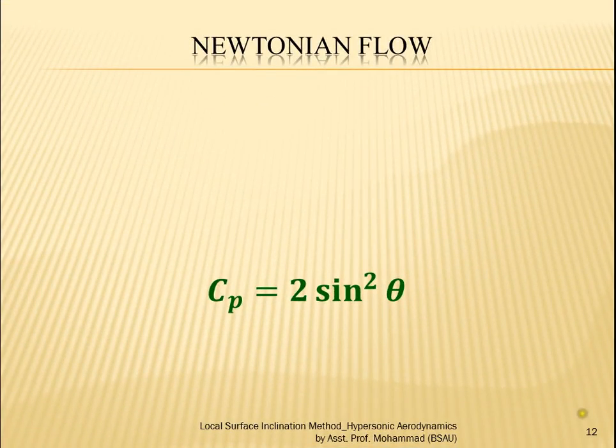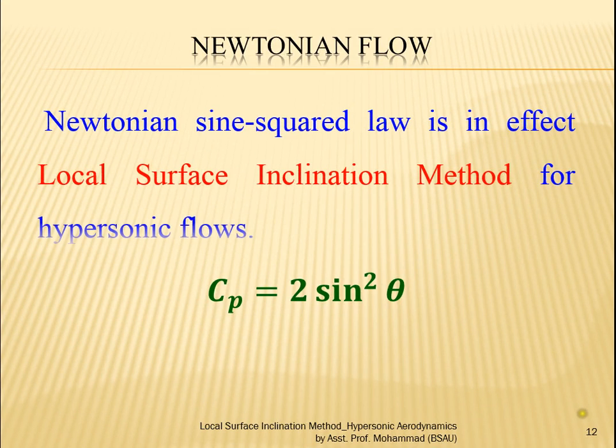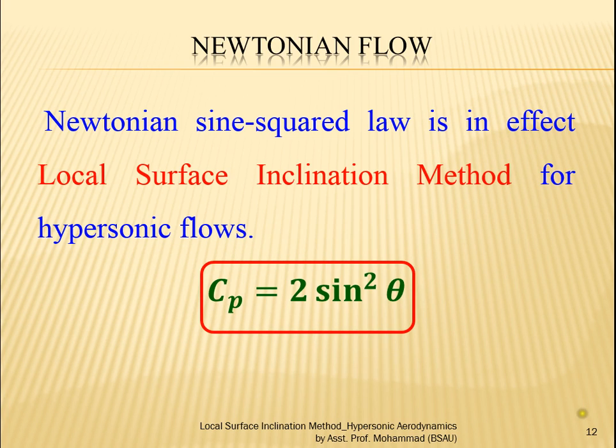So this is our sine squared law. This Newtonian sine squared law is in effect a local surface inclination method, because we just need to know the inclination of the local surface, and that gives the idea of Cp. This is a very simple equation, and we are not going to forget it, because in the basic design of any hypersonic vehicle, this is going to be a very handy tool.